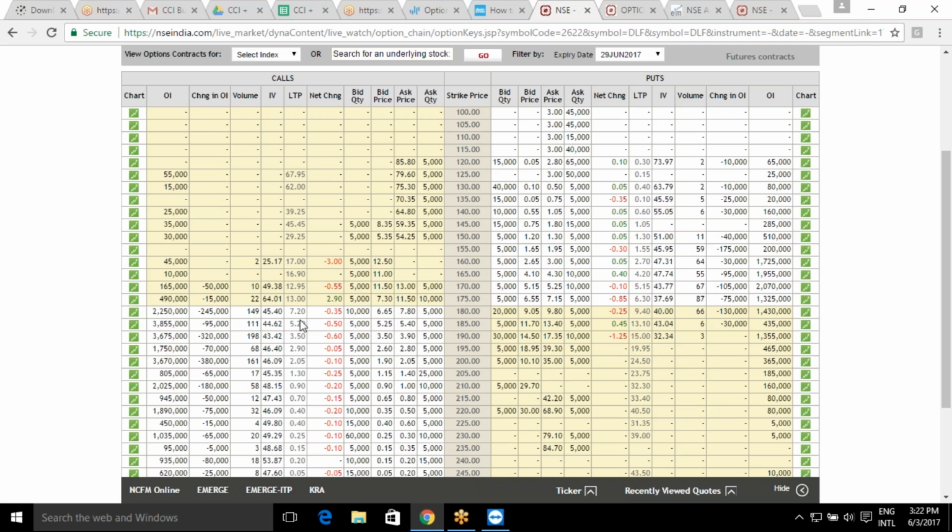Again, if you can see, this 150 call is in the money, and this 200 put is in the money. For the at the money call, you can see 13 is the price. If you go a little lower, the 160 call, I don't think this is the last traded price, it is not liquid. But if you see the 170, the last traded price is 13.